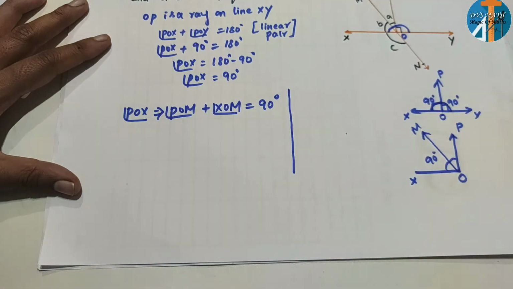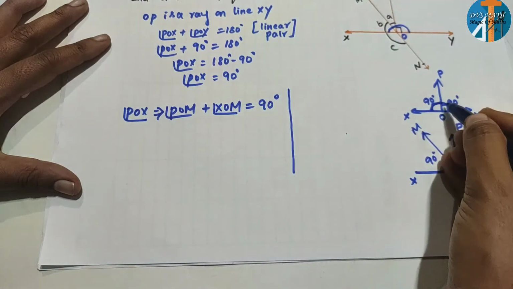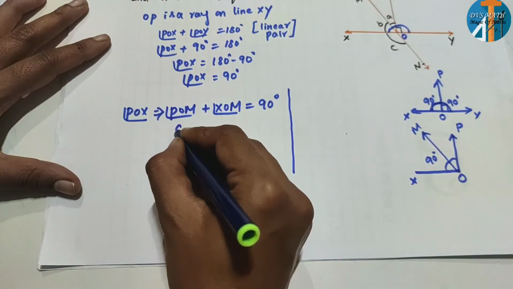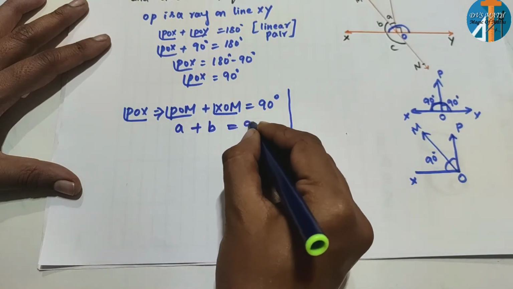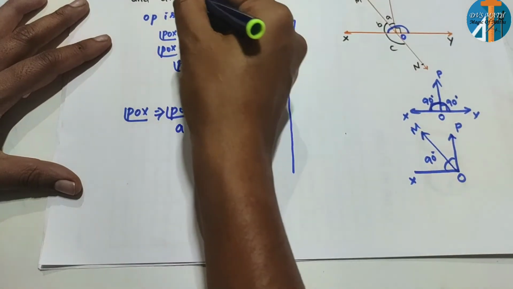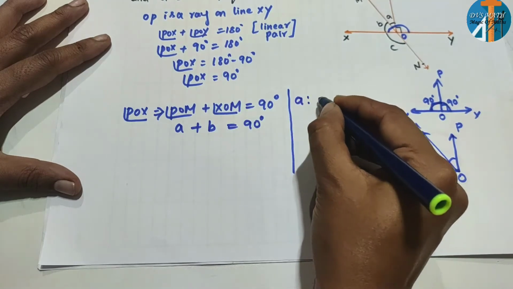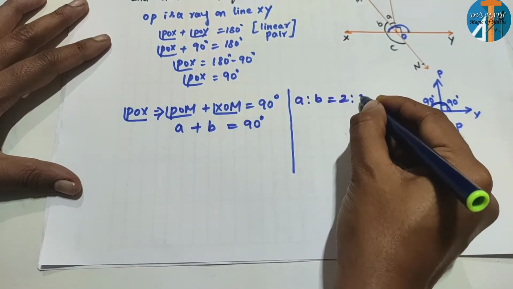Here they have given A is to B. That means this angle they have given as A, angle POM is A and angle XOM is B. A plus B is equal to 90 degrees. But here they have given the ratio, that is A is to B is equal to 2 is to 3.